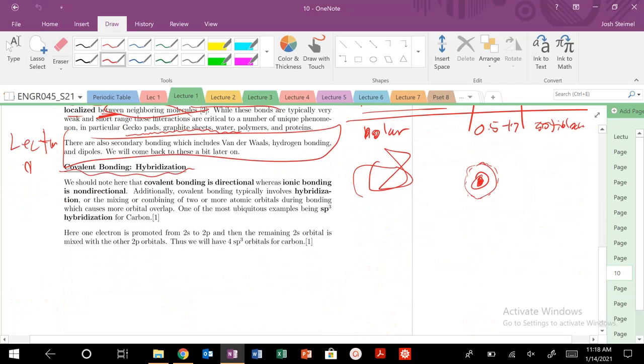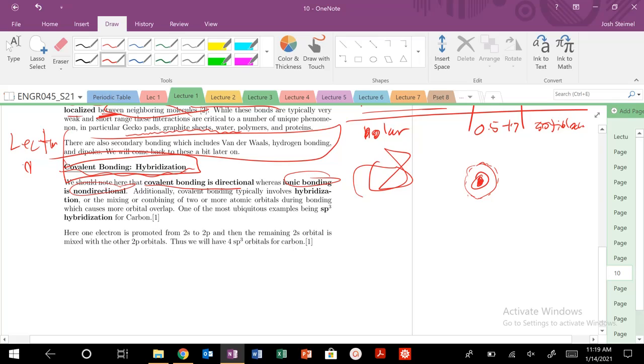And this is going to be a little bit of an additional lecture. I'm probably not going to be asking some of these questions on problem sets or exams, but it's fun to know either way. So one of the cool things about covalent bonding is covalent hybridization. Covalent bonding is very directional, but ionic bonding is non-directional.